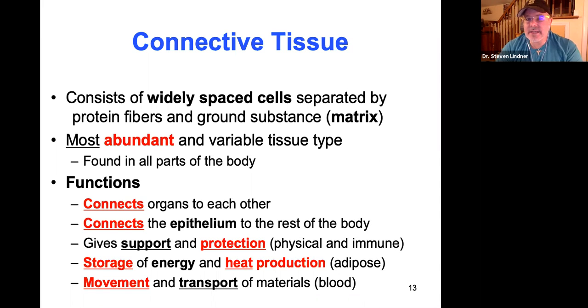And connective tissue is the most abundant and the most variable type of tissue that's found in the body. It's going to connect organs to each other. It can even connect to epithelium. We'll see that.